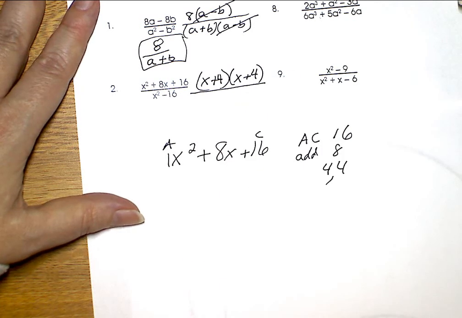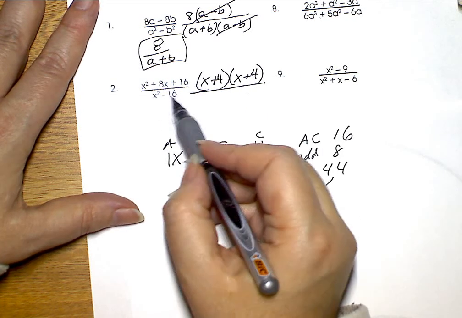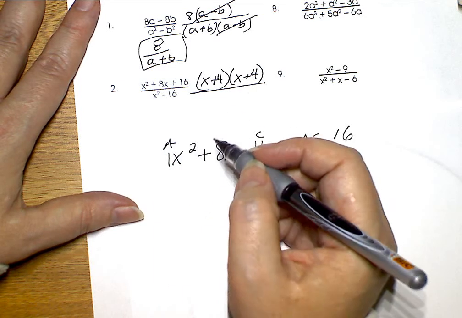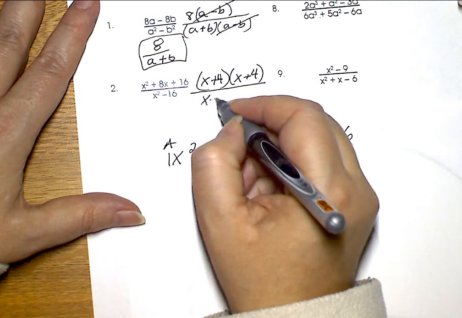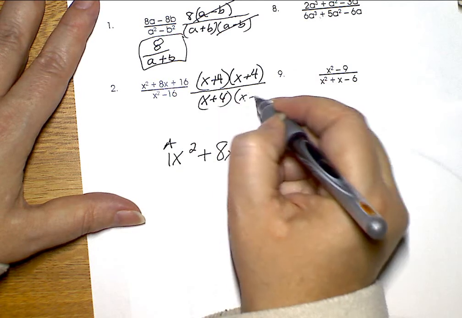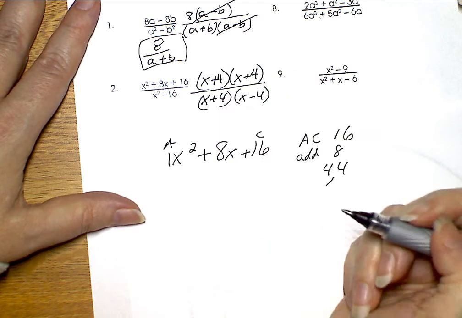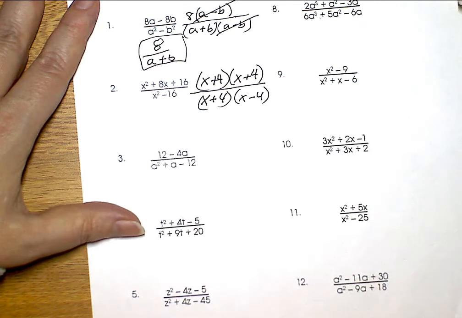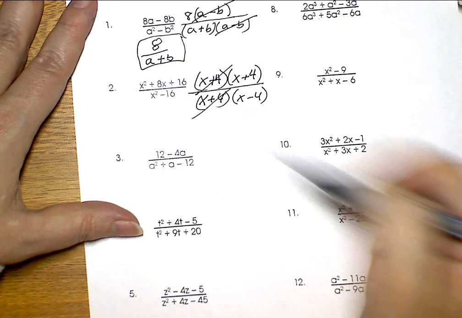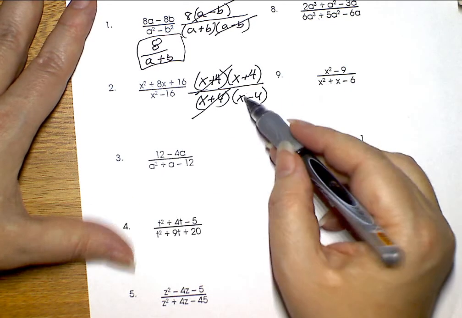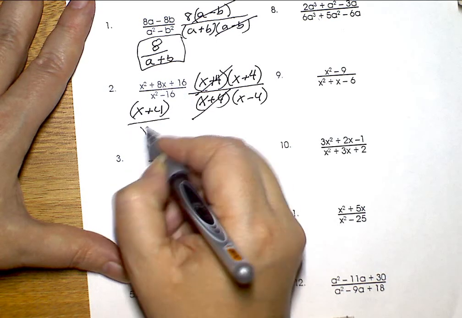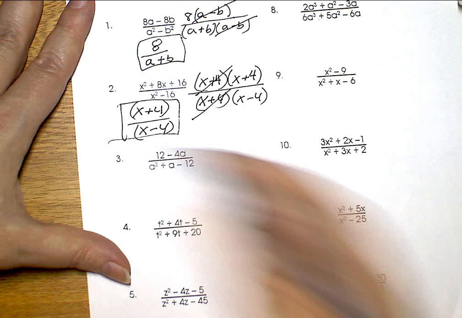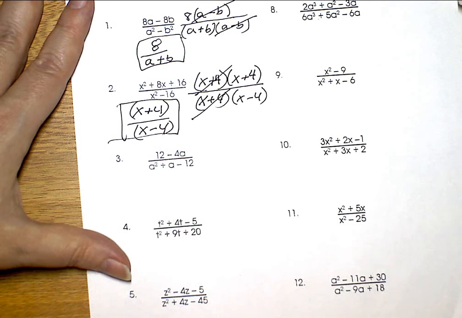What is on the bottom? What does x squared minus 16 factor into? X minus 4 and then x plus 4. Yes, x plus 4 and x minus 4. What do they have in common? These two are different, so it stays, that's your answer. So x plus 4 over x minus 4. All right.